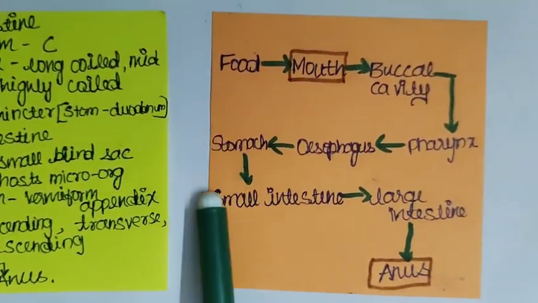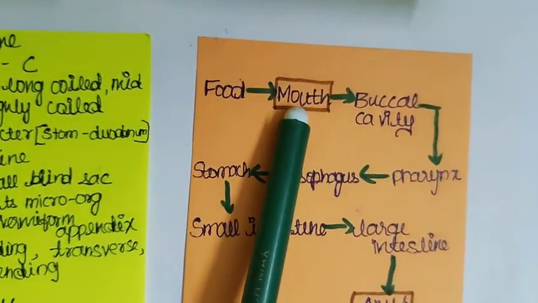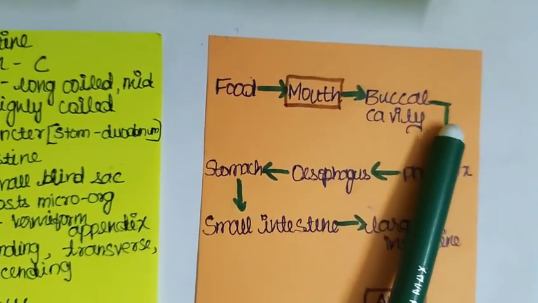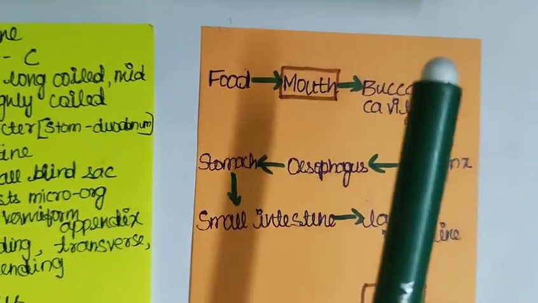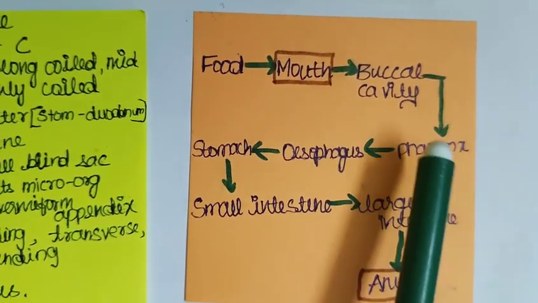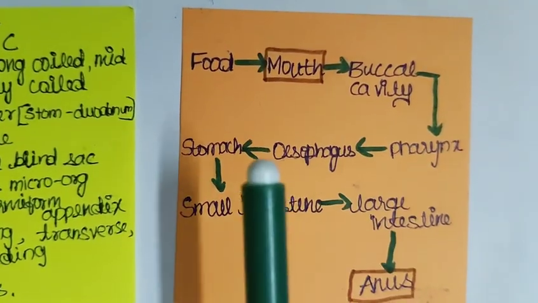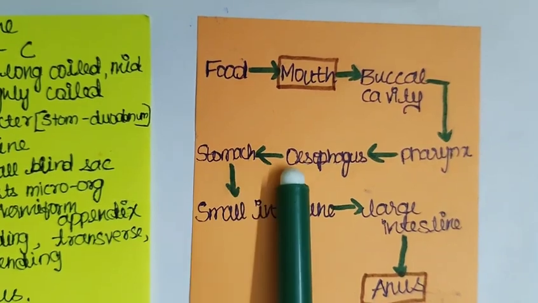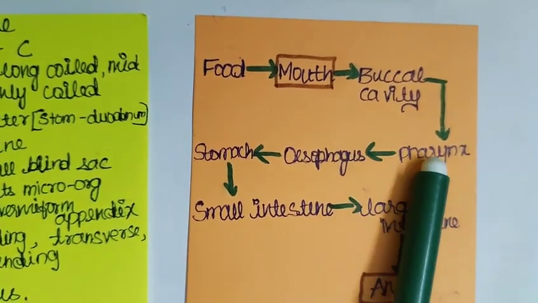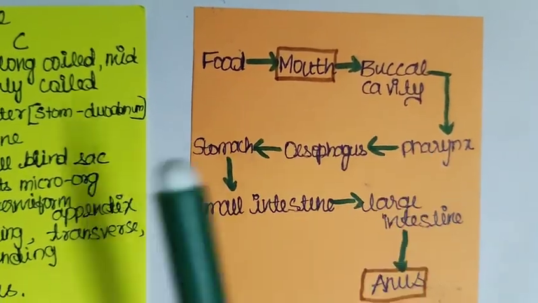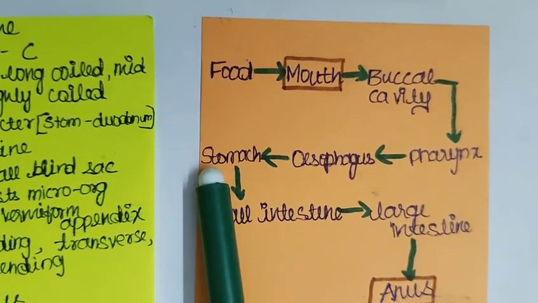Let's see this in a simple way. Food is getting entered into the mouth. From the mouth the food will travel to the buccal cavity or oral cavity. From the buccal cavity we have the pharynx. From the pharynx it will be moving to the esophagus. Pharynx is nothing but the common opening for both food and windpipe. And from the esophagus it will be moving to the stomach.